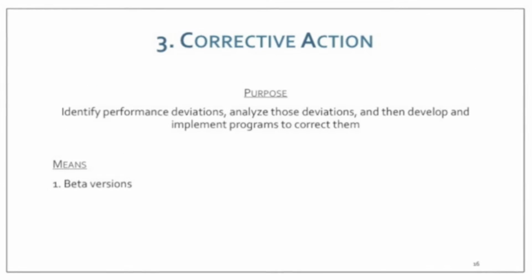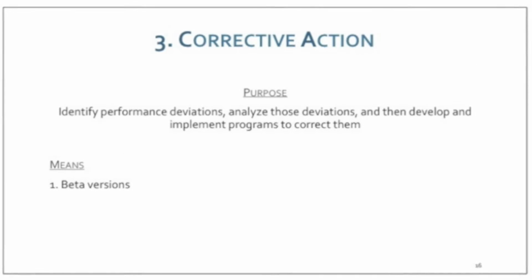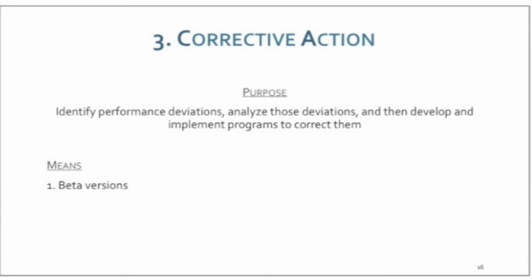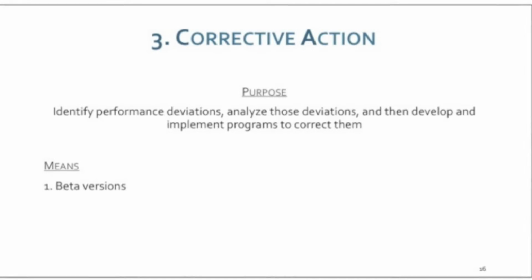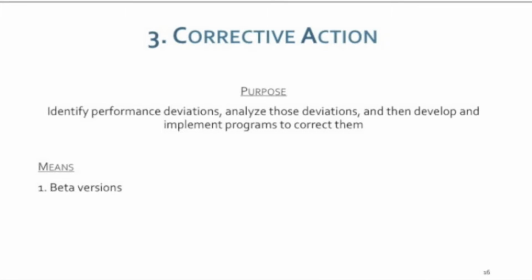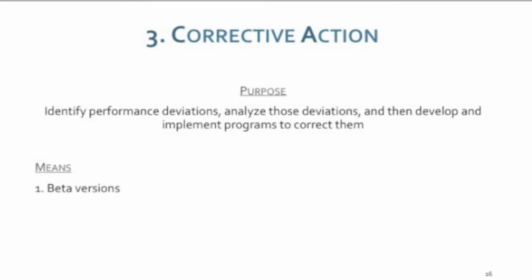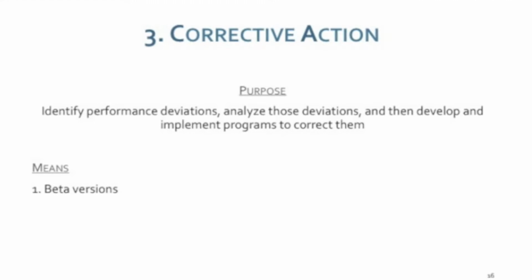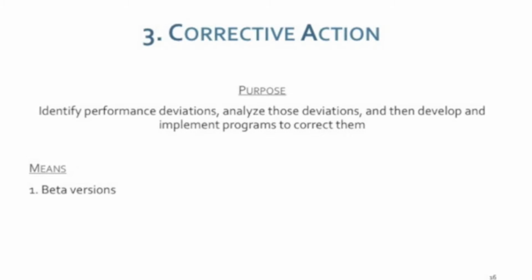Then you have the corrective action. The corrective action's purpose is to identify performance deviations, analyze those deviations, and then develop and implement programs to correct them. You can think of beta versions as a means to make corrective actions. For example, you can think of the application page with iCloud.